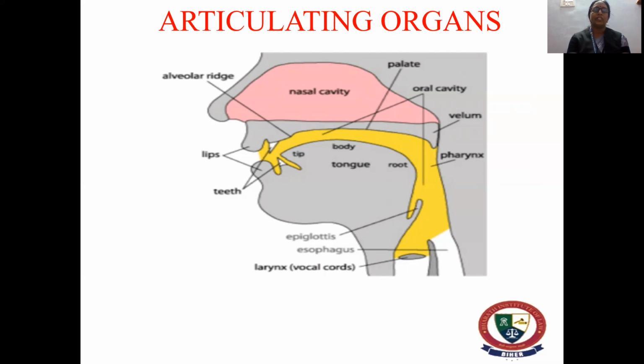The oral cavity, the space, the velum, the root, everything. All these organs help us in producing speech sounds. So I suggest students have a look into this picture, that is, all the articulating organs, and make oneself clear. We should know about our body, and we are producing sounds using various organs of our body. So we should also know what are all the organs that are involved in producing certain sounds.